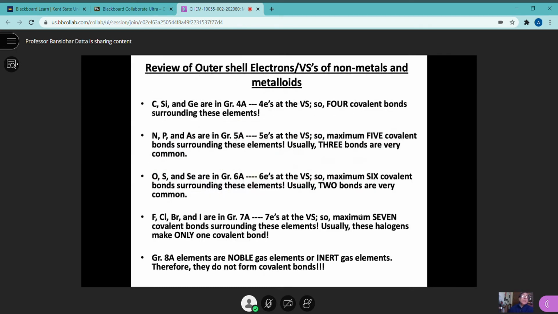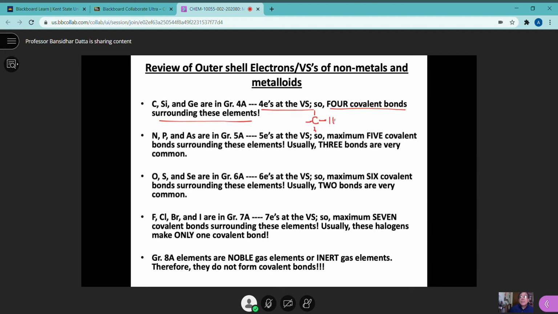All right, so this is the review, and we have done it, but I'm going to show you. If you want to write it down, fine. If you do not want to, you already know. The outer shell electrons of the metals, nonmetals, and metalloids. That's very interesting, right? Metalloids: carbon, silicon, germanium. They're in group 4A on the periodic table, therefore 4 electrons in the valence shell. It can make 4 covalent bonds surrounding these elements. Because carbon has 1, 2, 3, and 4, you can make 1 bond there, 1 bond there, 1 bond there, and 1 bond there.